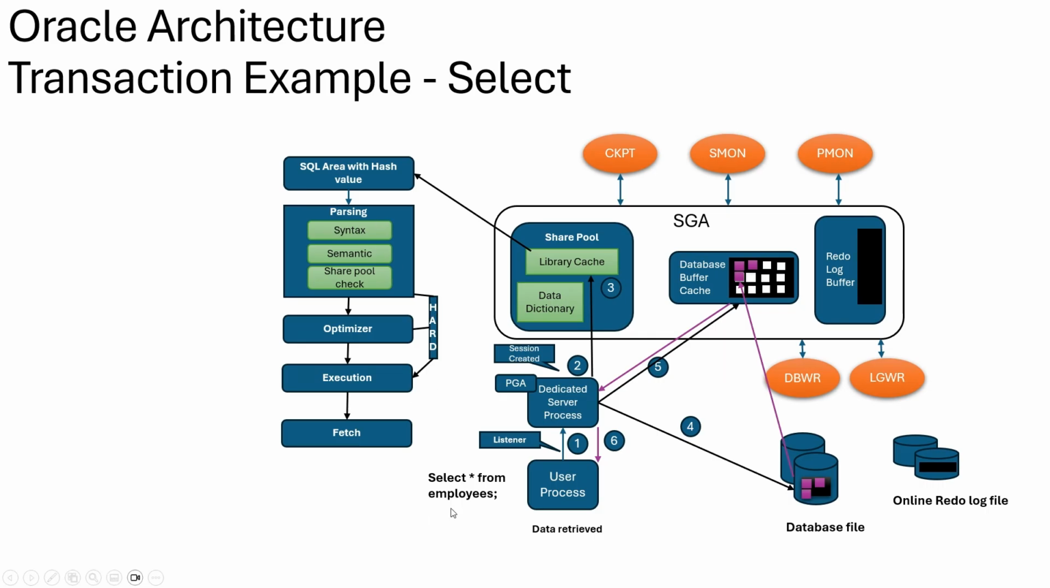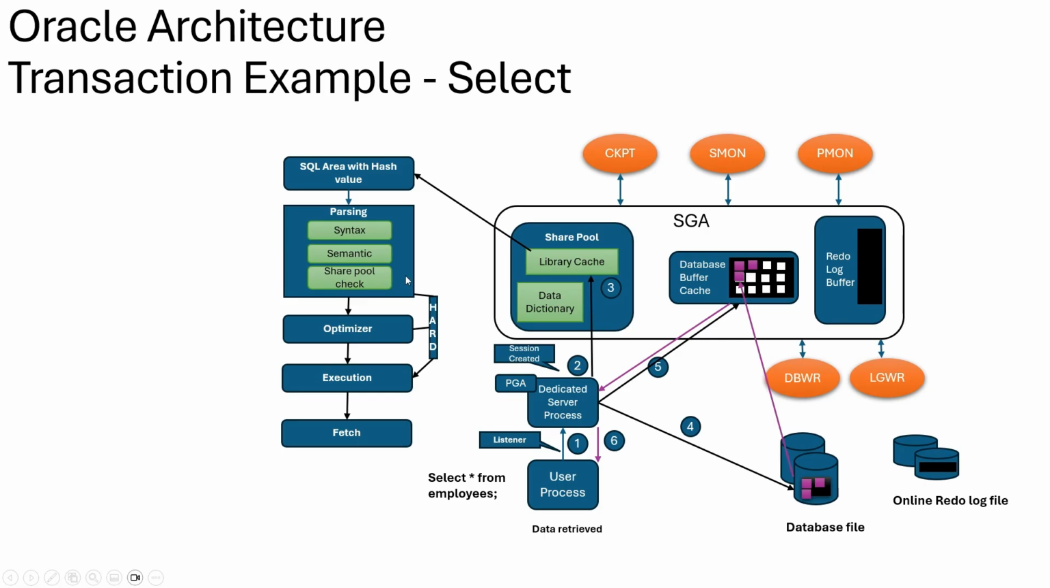Now the same query, you're doing it again: select star from employees. What will happen now? Again it goes to the library cache, then to the SQL area with a hash value. A hash value is generated for the SQL query again. It will do the syntax and semantic checks again, and then goes to the shared pool check. It will find the reference hash value and have a match to that particular hash value.